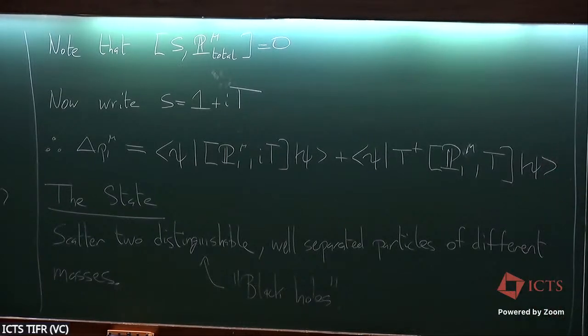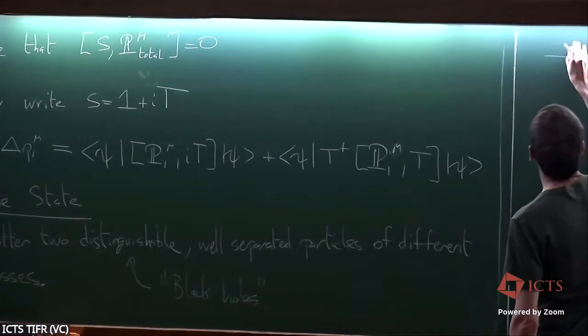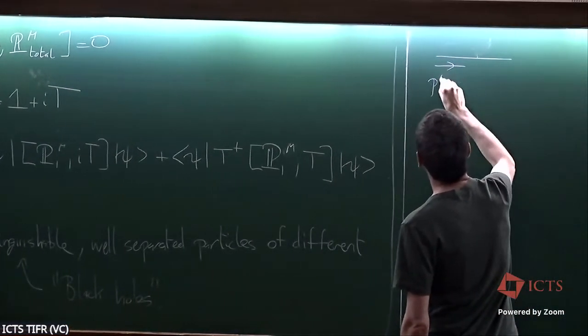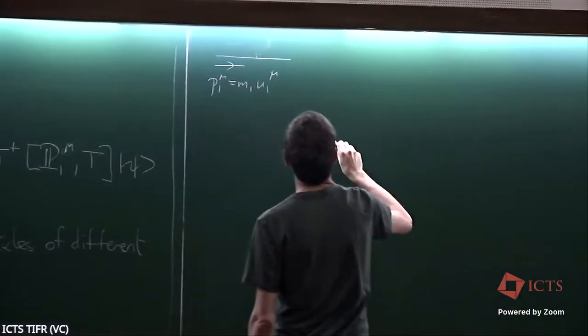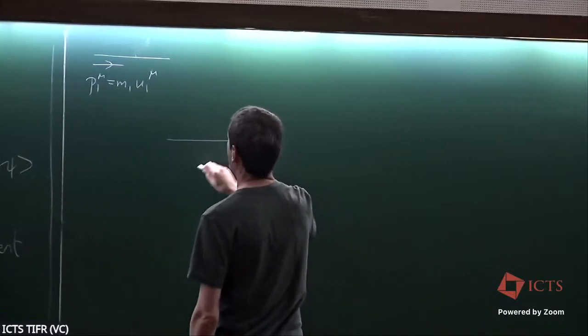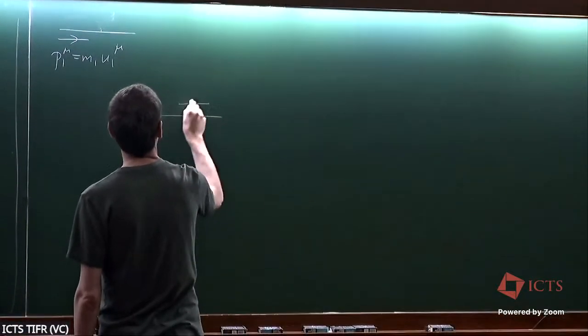So the picture then, the scattering will look a little bit like this. I'll take a particle 1, I'll shoot it in with a momentum P1, which I'll say is mass 1, proper velocity U1 mu. And there will be a second particle, momentum P2.